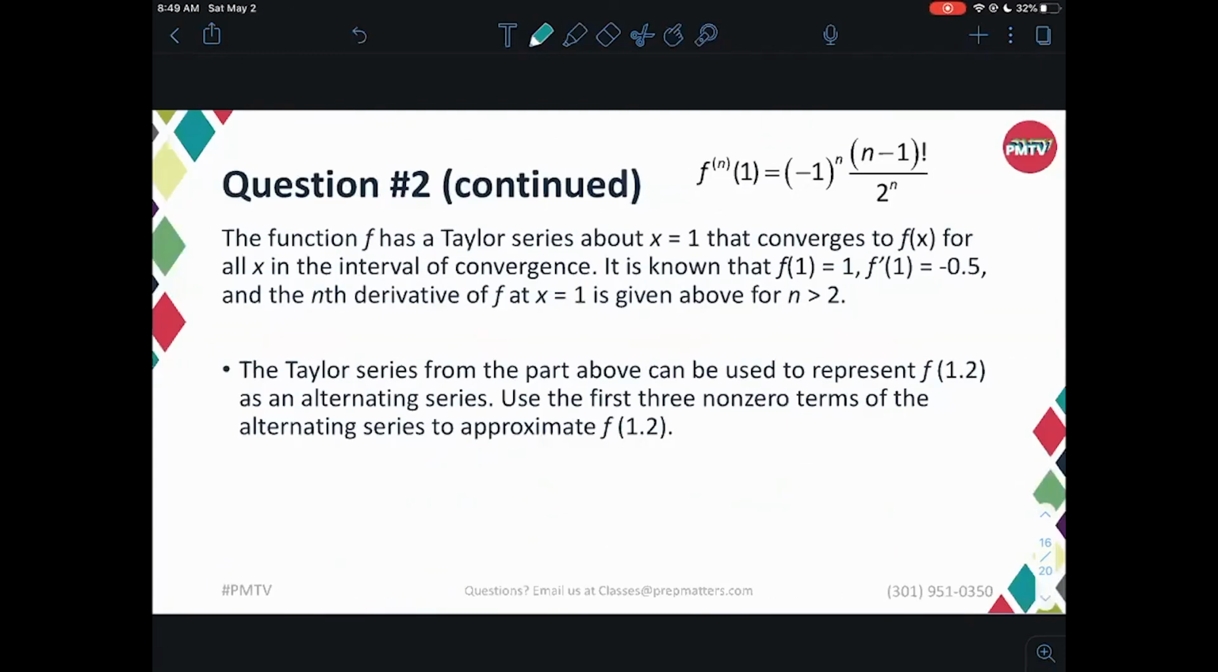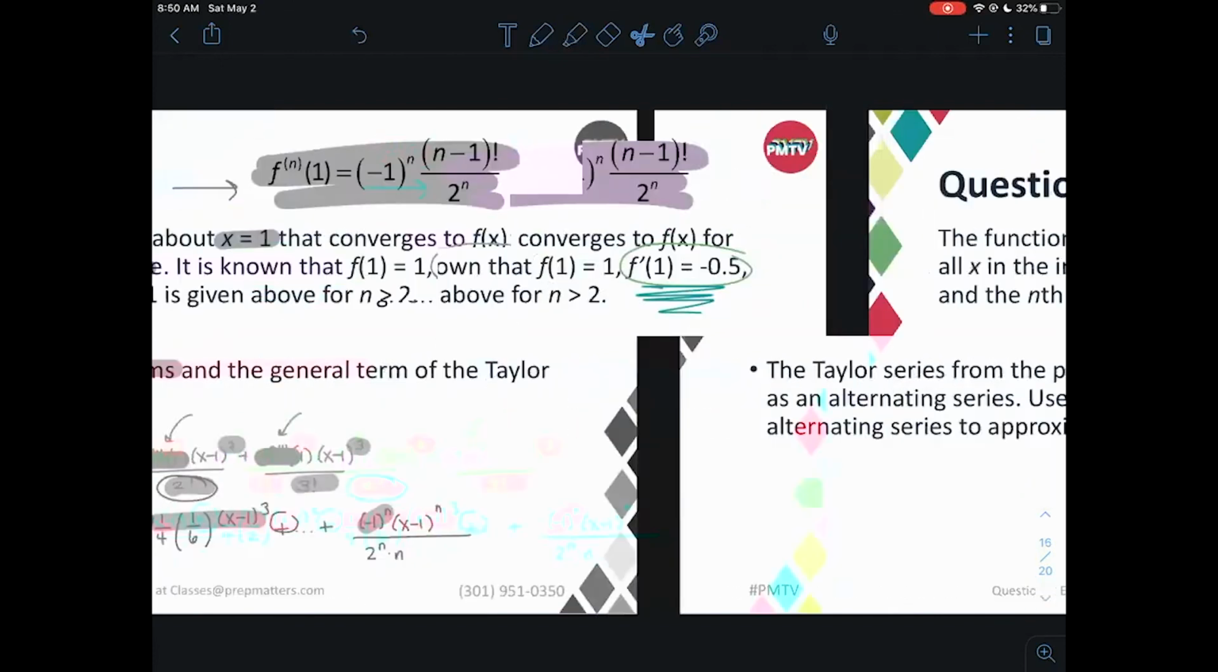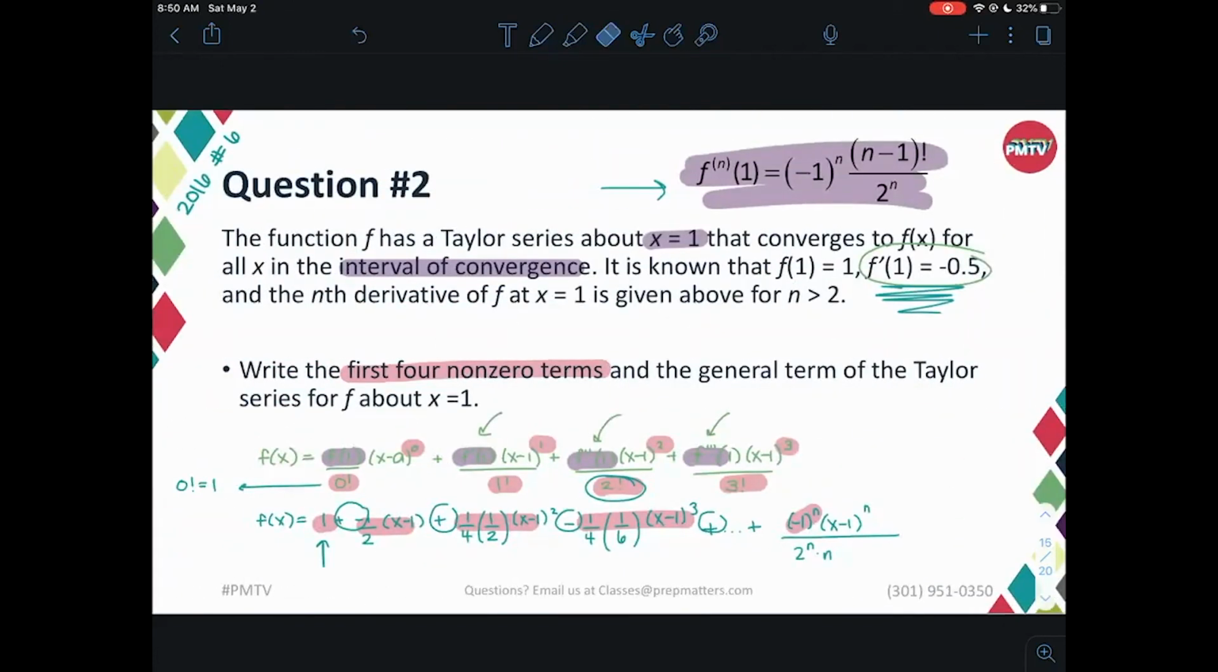Use the first 3 non-zero terms of the alternating series to approximate f of 1.2. So be careful about what it is asking you to do. We just want the first 3 non-zero terms. So let's go back and grab that. That means that I want these 3 terms right here.